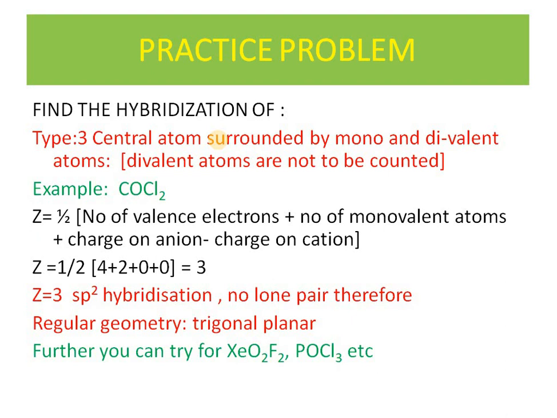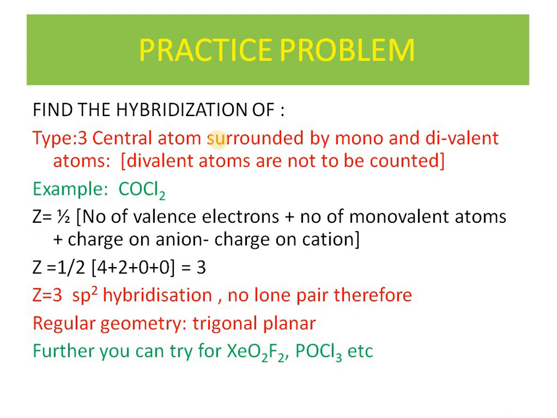Next, type number 3. The central atom is surrounded by mono and divalent atoms. Mono is also there and divalent is also there, but we have to take only monovalents. So Z is equal to half bracket 4 plus 2, because 2 monovalent are there. Divalent we have not taken. Plus 0 and 0, because there is no charge, no cation, no anion. So total is 6 by 2, which is 3. So 3 means sp2, and there is also no lone pair. Therefore the geometry is triangular planar.